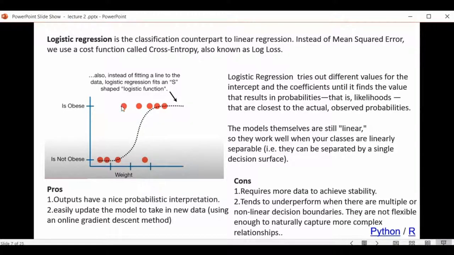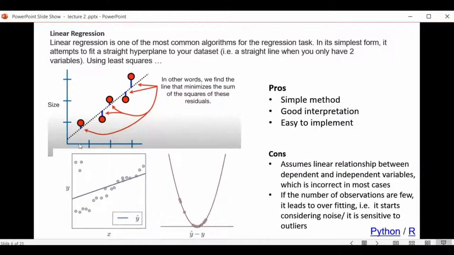At the core of it, it tries out different values for intercepts and coefficients of your linear equation of the line. It keeps on trying different values until it finds values that result in probabilities or likelihoods that are closest to the actual observed probabilities. The model itself is still linear, so it only works well with classes that are linearly separable, i.e. that they can be separated by a single decision surface or line, as in here.